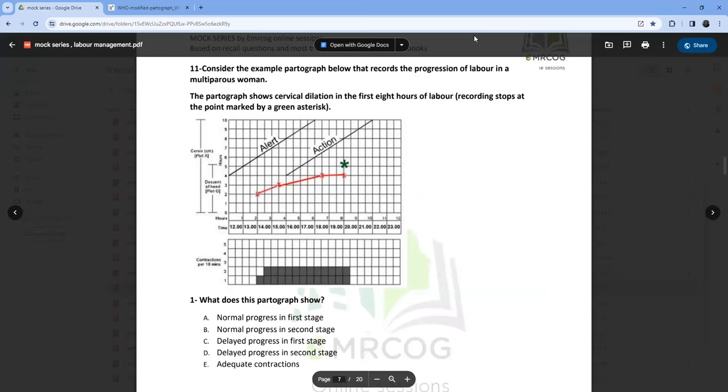A similar question like this can come to the exam, so you should be able to answer. And it's easy, straightforward. There was only 2 cm progress over 6 hours. So we do have a delay in labor, right? How about the contraction? If they ask about the contraction in this partograph, what can you see here? Two only, contractions are two only, right? So inadequate contraction. So what is the action?